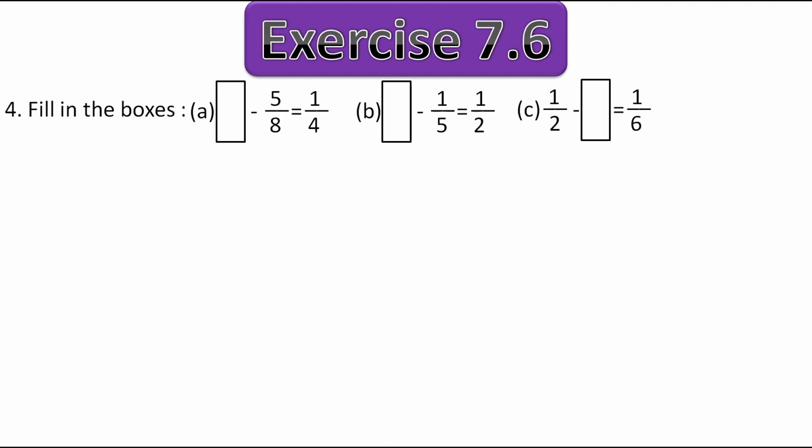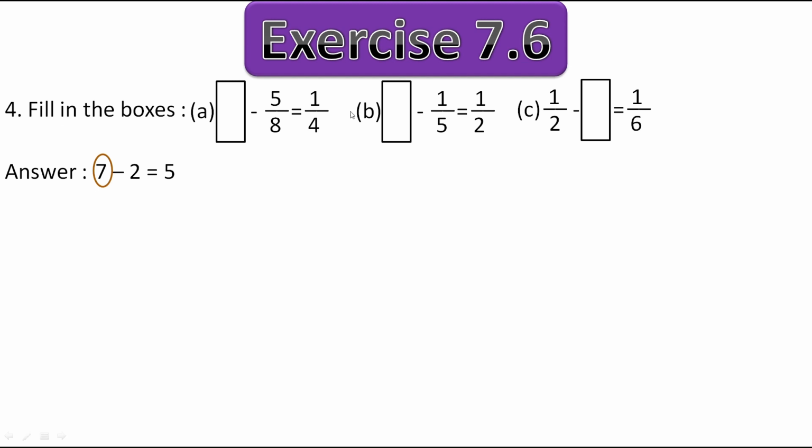Before solving this, I want to take a simple example: 7 minus 2 is equal to 5. Now in this example, if I need to find 7, then what will I do? I'll add 5 plus 2. I'll add 5 and 2 to get the answer as 7, right?